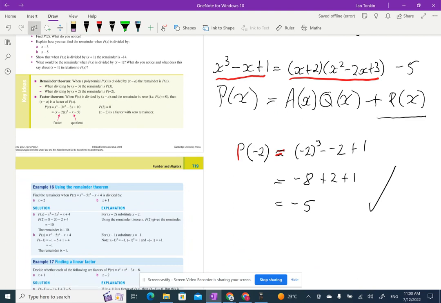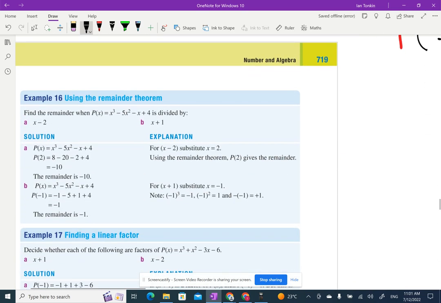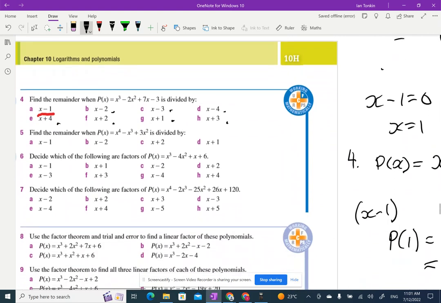And as you can see here, the factor theorem, here's a remainder. When a polynomial is divided by x minus something, the remainder is p of a. So when divided by x minus 3, the remainder, you just put 3 in. Divided by x plus 2, you put negative 2 in. When p of x is divided by something and the remainder is 0, then it's a factor. And you can see here, p of 2 in this equation, if they put it in, is a factor. So let's have a look and see if we can find one that has a factor.